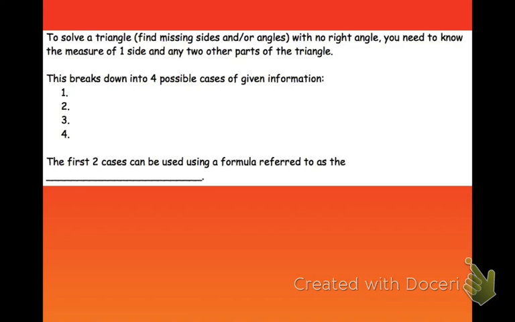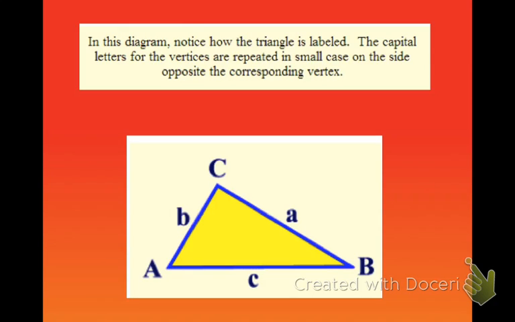So in this diagram, notice how the triangle is labeled. The capital letters for the vertices, or the angles, are repeated as lowercase letters on the side opposite them. So you have angle A, and you have side A. You have angle B, and you have side B. You have angle C, and you have side C. So when I say that you need an angle side pair, what I mean is that you have to have one set of matching letters. So you have to have both A's, both B's, or both C's. If you don't have one of those pairs, you cannot use the law of sines.